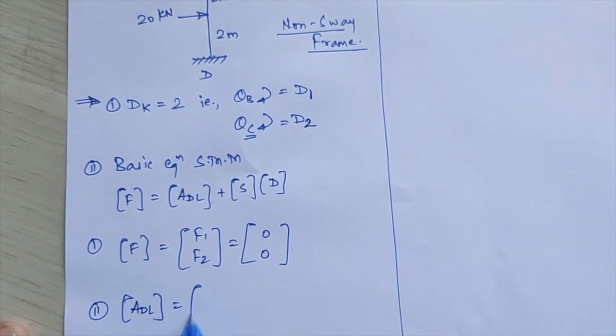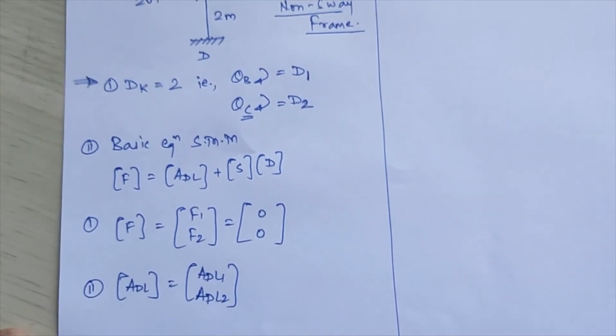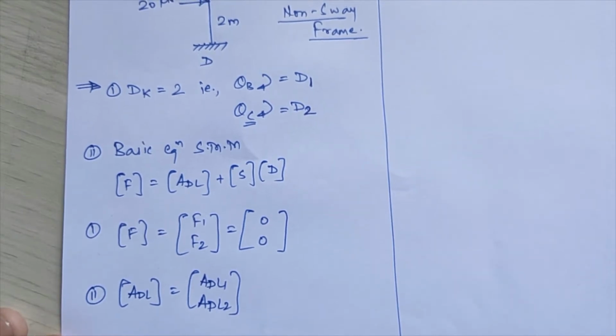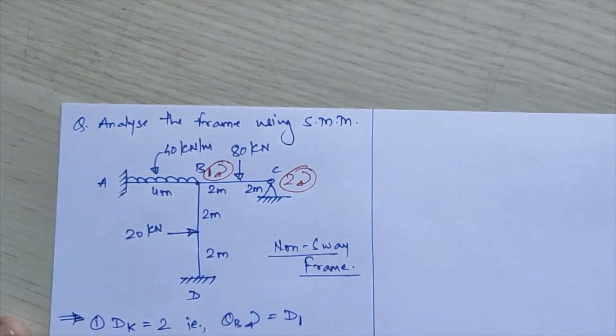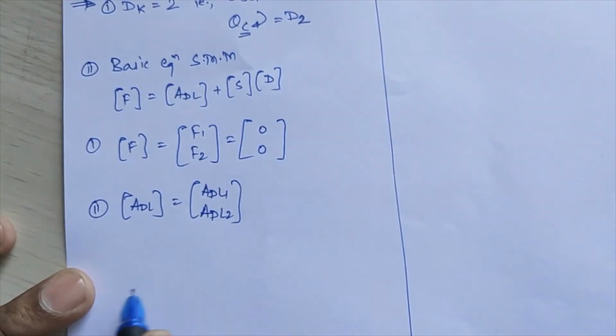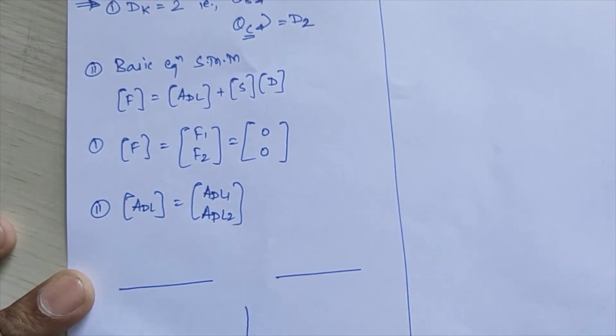The ADL matrix is related to the applied loads given. So we have to restrain this structure and calculate the fixed end moments for this. First I'll restrain this complete structure. Restraining means we'll fix all the joints. So here I'll separate my three members and restrain them.